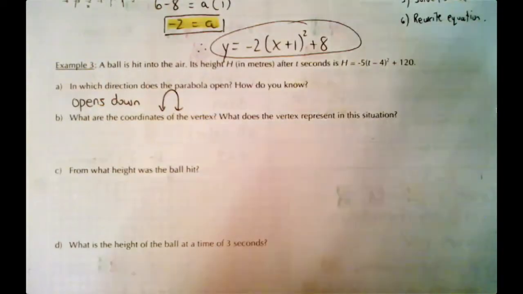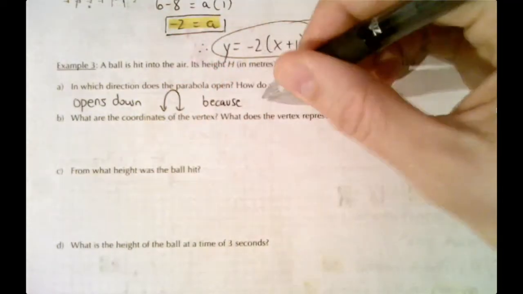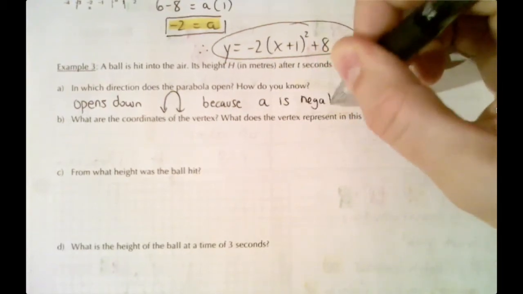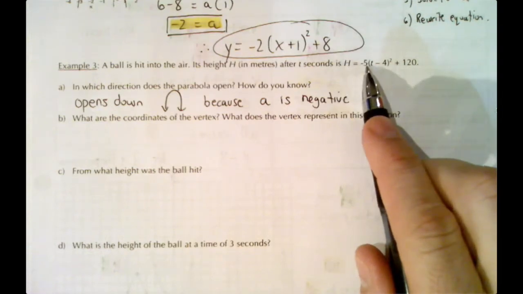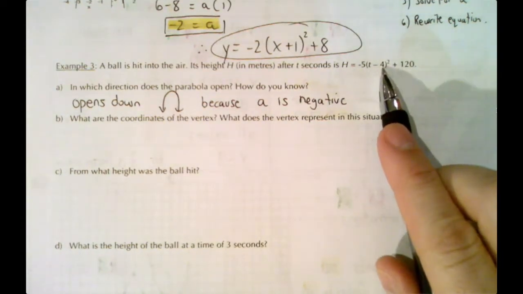How do we know? Because a is negative. And if we remember, negative people frown, so our parabola opens down. B says, what are the coordinates of our vertex? Well, because this is in vertex form, our vertex is 4, 120.